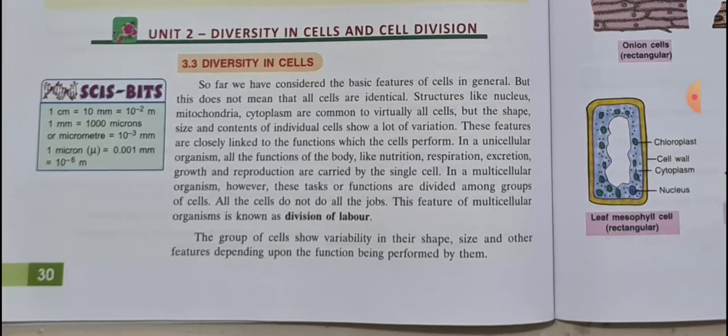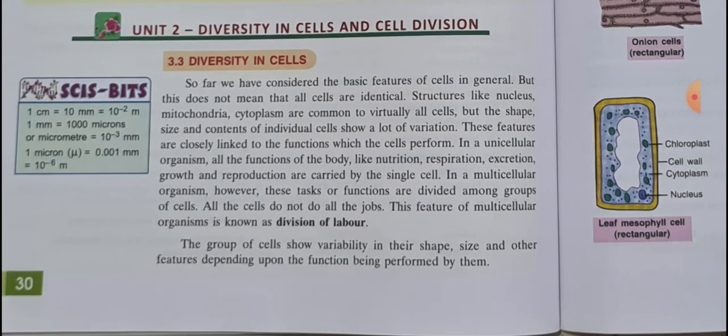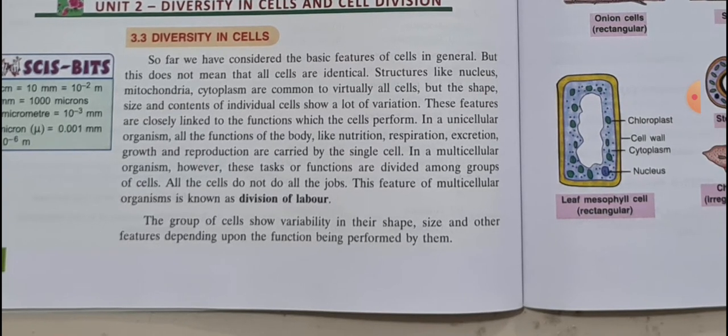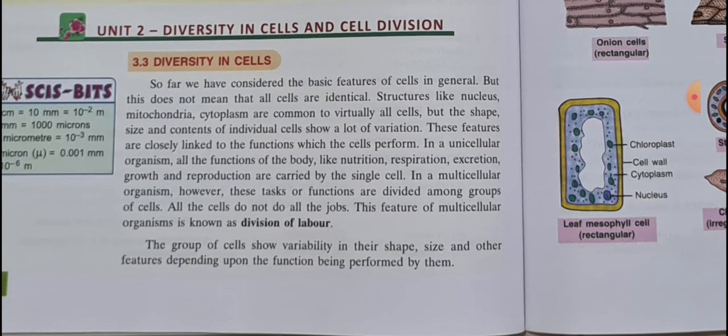In unicellular organisms, all the functions of the body like nutrition, respiration, excretion, growth, and reproduction are carried out in the single cell. Whereas in multicellular organisms, these tasks are divided among groups of cells. All the cells do not do all the jobs. There is this division of labor. Everyone is allotted their part of the job. The group of cells show variability in shape, size, and other features depending on the function being performed by them.